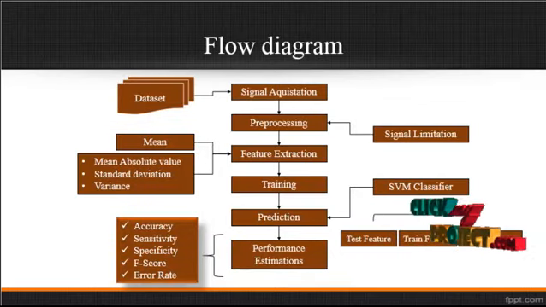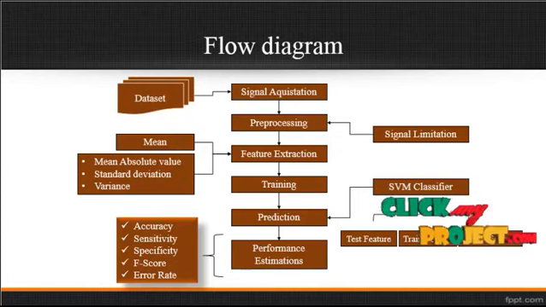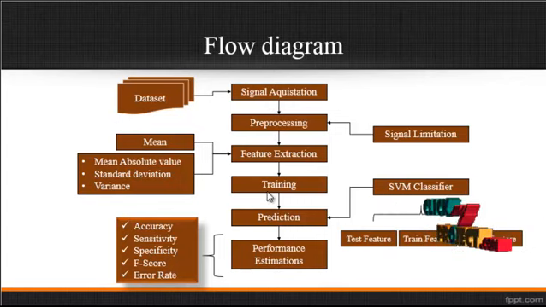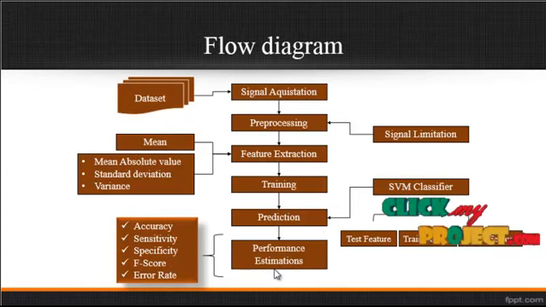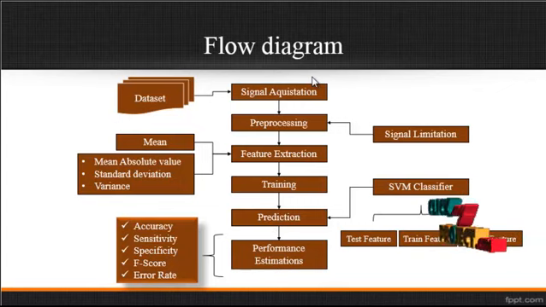Now we are going to discuss the flow diagram of the process. This is the overall working flow of this process. The stages are: first signal acquisition, then pre-processing, feature extraction, training, prediction, and finally performance estimation. Based on these procedures, the process works.